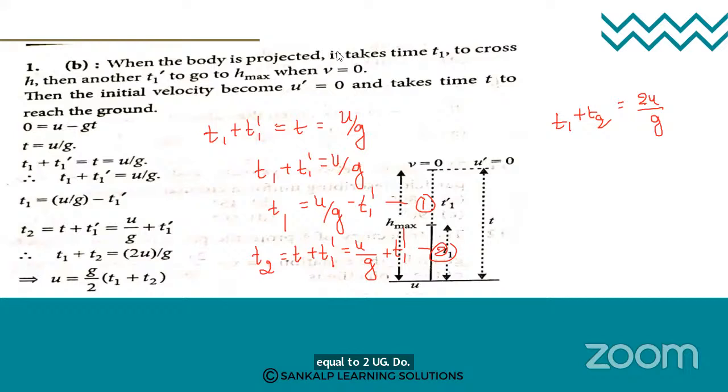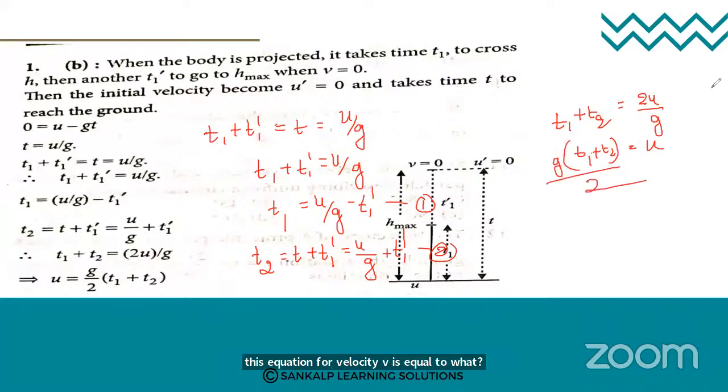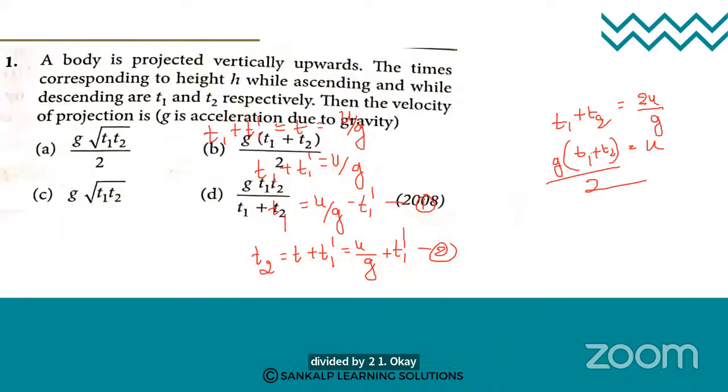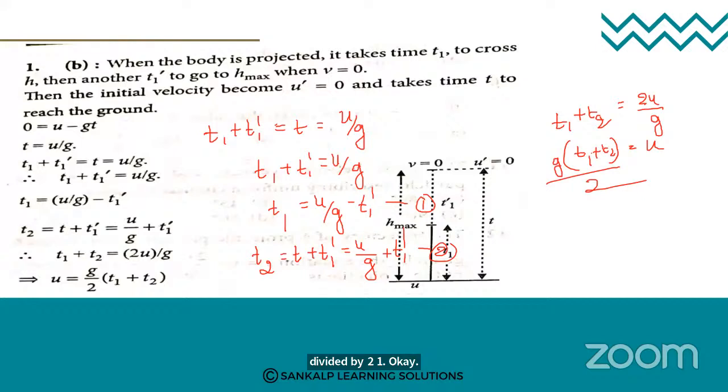So t1 plus t2 is equal to 2u by g, or you can write the velocity v is equal to (t1 plus t2) into g divided by 2. So option B is the correct answer. Take the figure; the explanation is based on the figure only.